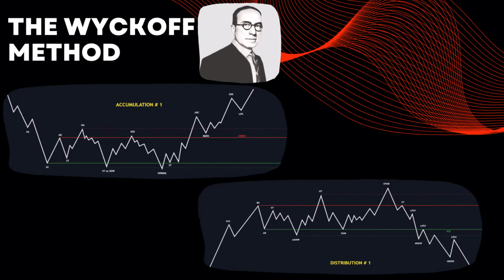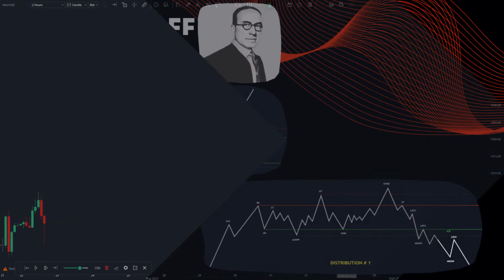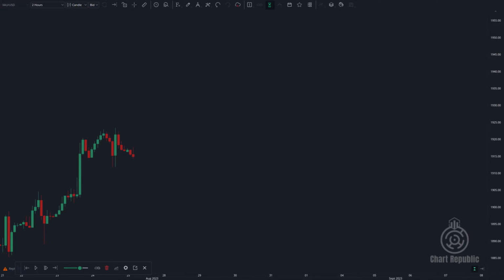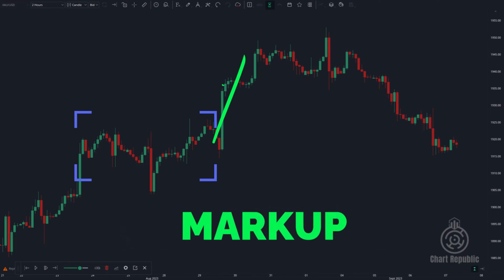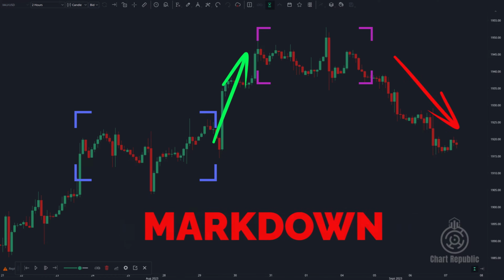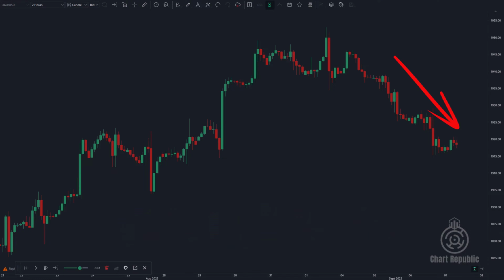The Wyckoff method is a trading approach developed by Richard D. Wyckoff. It suggests that prices are driven by the intentions of large market movers or institutional traders. It follows a series of steps to recognize where these players are likely to drive the market. This method involves identifying distinct phases in price cycles: accumulation, markup, distribution, and markdown, to inform buying and selling decisions.